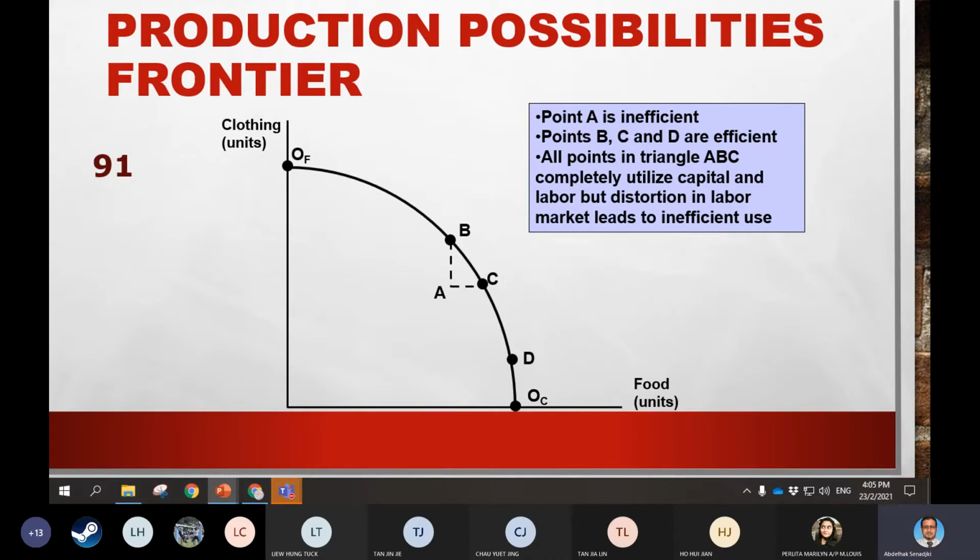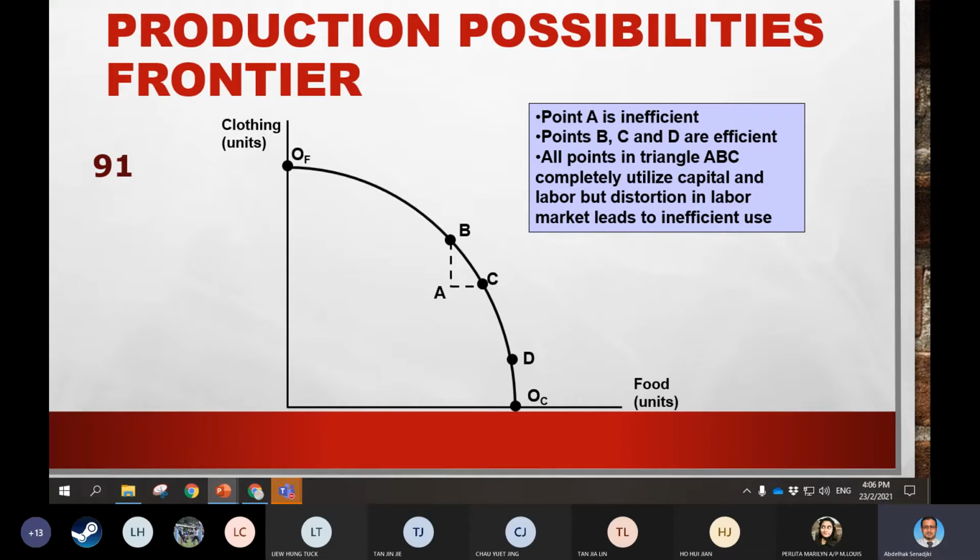Where we end up on the production possibility frontier also depends on consumers' demand for goods, not only on the combination of capital and labor. If you are producing at B, C or D, all are efficient. But which one is the one that maximizes efficiency? Is it B, C, or D? In order to see that, we need to consider consumer preferences.